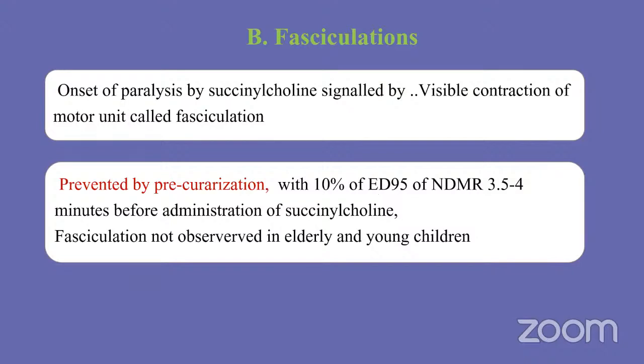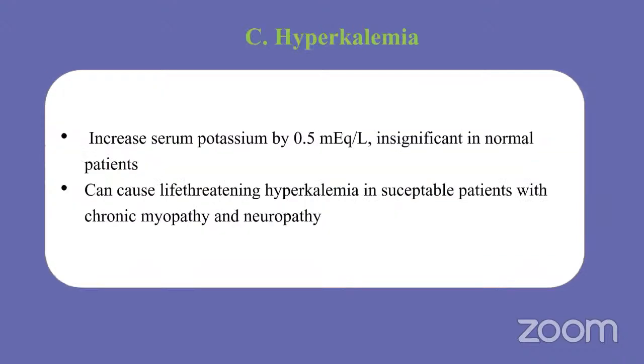Fasciculation is the onset of paralysis, signaled by a visible contraction of motor units called a fasciculation. Because this is a depolarizing muscle relaxant, depolarization causes fasciculation. This can be prevented by precurarization with 10% of the ED95 of a non-depolarizing muscle relaxant, 3 to 4 minutes before administration of succinylcholine. It is different from priming because here we use 10% of the ED95. In priming, we use 10% of the intubating dose. Fasciculations are not observed in the elderly and young children because their muscle mass is less.